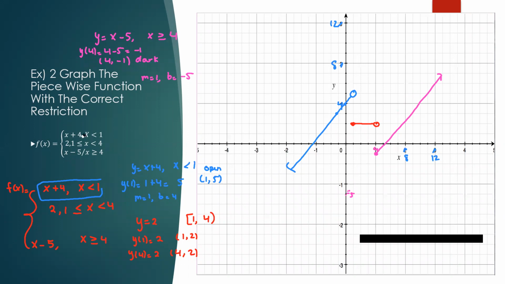So it's all about knowing how to graph each graph and then finding the correct restriction and erasing what we don't need. Let's do example 3 and 4 on another video.